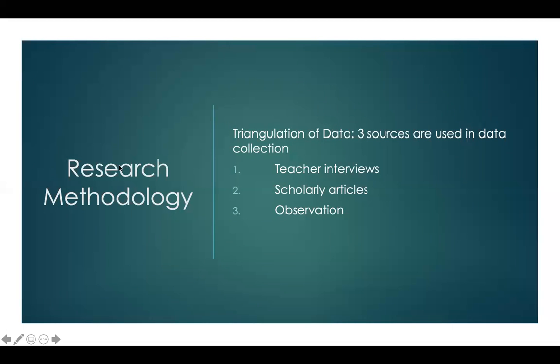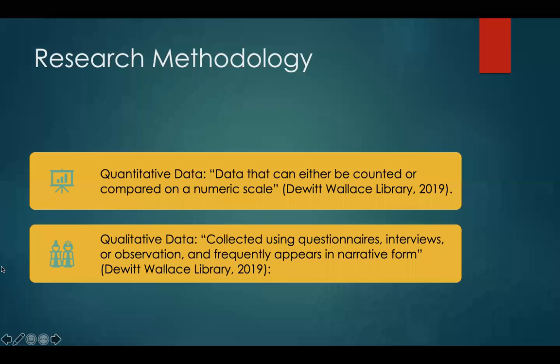To begin collecting data, I need to determine where my data will come from. The three sources of a triangulation of data that I would use are teacher interviews, scholarly articles, and observation. I plan on collecting both quantitative data, which is data that can be counted or compared on a numerical scale, and qualitative data, which is data usually collected in a narrative form. Specifically, the qualitative data I plan on using is interviews and observations.